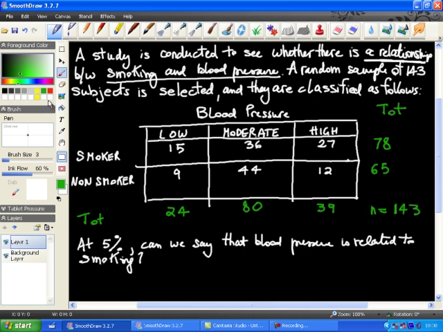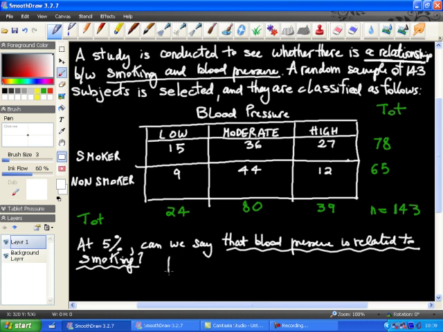And then the question: at 5%, can we say that blood pressure is related to smoking? The wording of this question, first asking whether or not there is a relationship. When it talks about relationship, dependence, independence, something related to something else or not related to something else, that is a giveaway that it is a test for independence. So our null hypothesis, the conservative hypothesis, is to assume independence. Because why should we assume that there is a relationship? That has to be proved.